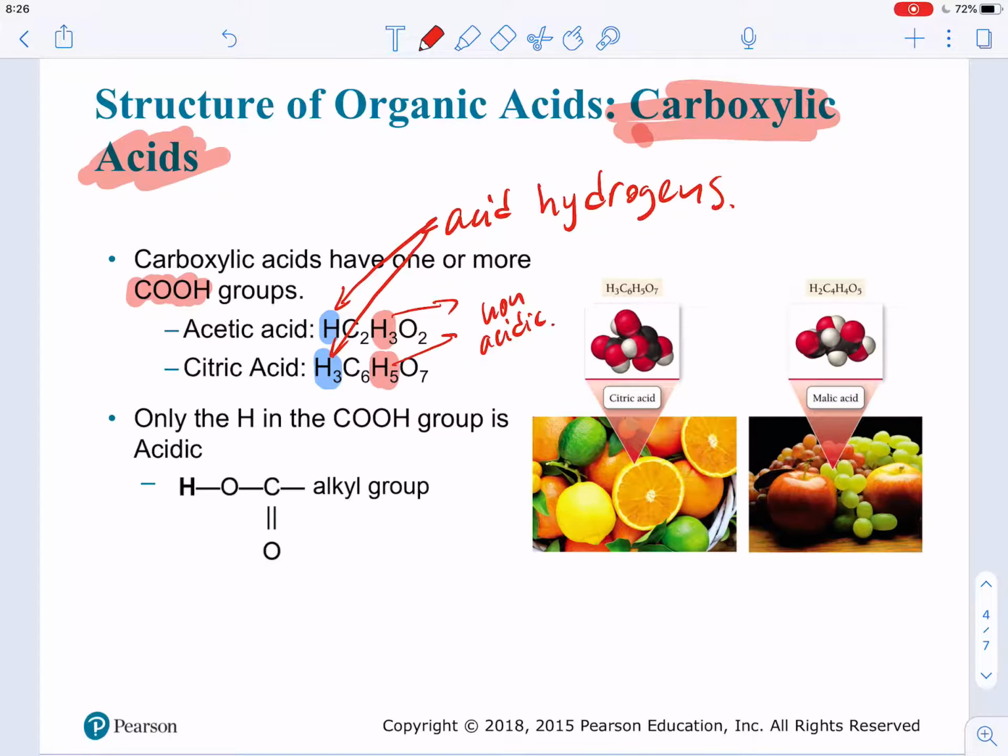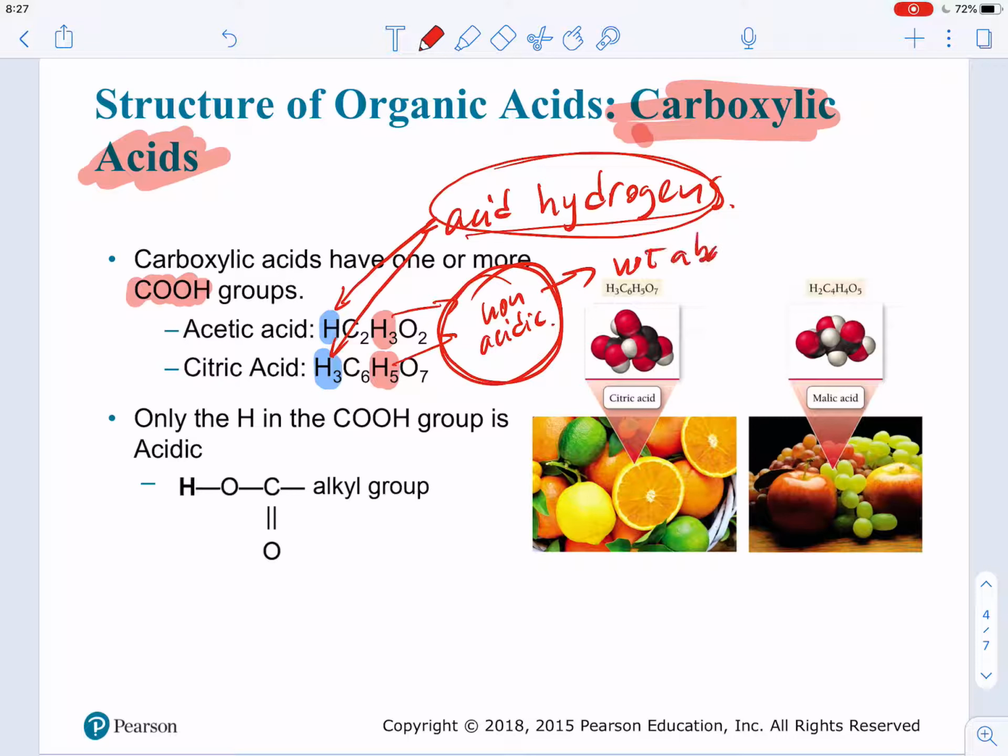As we're going to see later in the chapter, the acid-base reaction implies the transfer of hydrogens at some point in the reaction. So for that to happen, the hydrogens have to come from somewhere, and those hydrogens have to be acidic hydrogens. So that means this hydrogen here can participate in an acid-base reaction. This here is not able to participate, of course, in acid-base reactions.